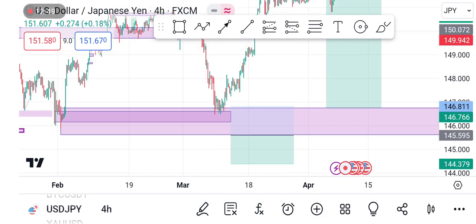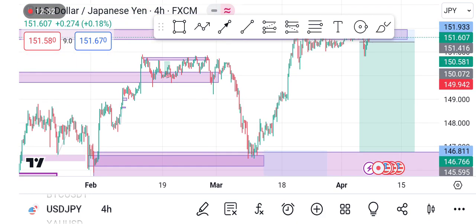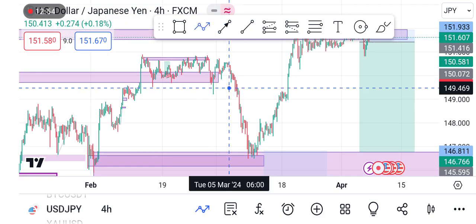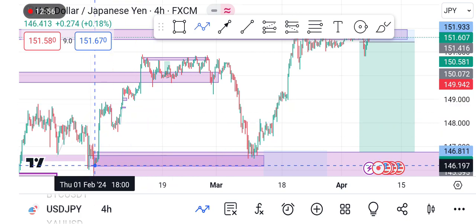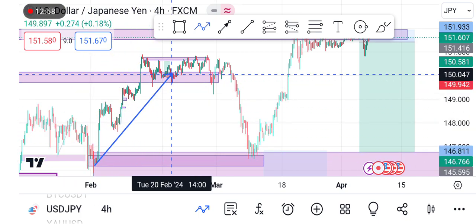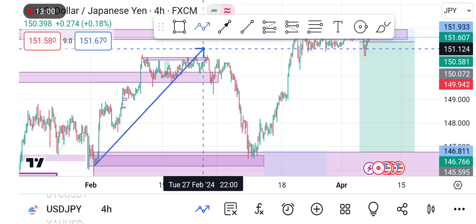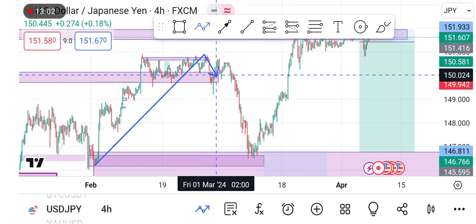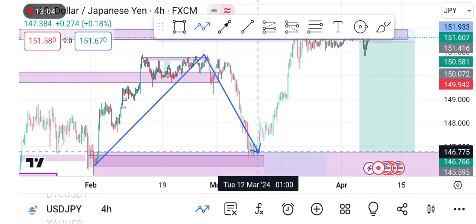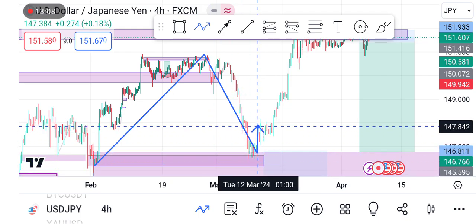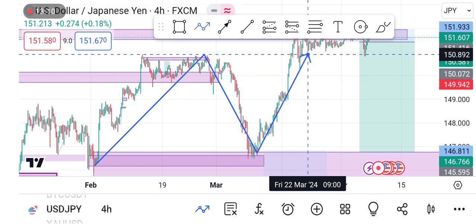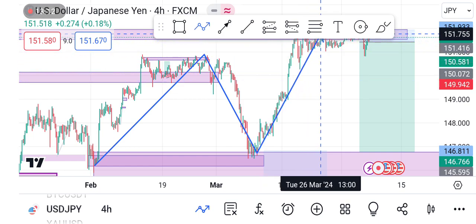We have this point. We have here, price went up to this point, then tapped in, then moves higher to this level.